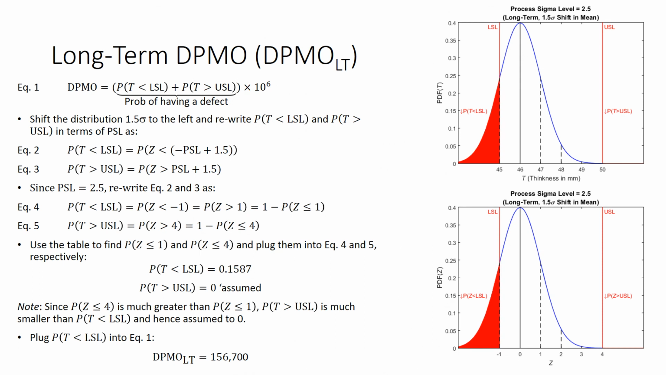So the probability of t less than lower spec limit is 1 minus 0.8413, which is 0.1587. We multiply this value by a million and we'll get 156,700 defects per million opportunities. This is a long-term DPMO and it gives us the worst case process performance.